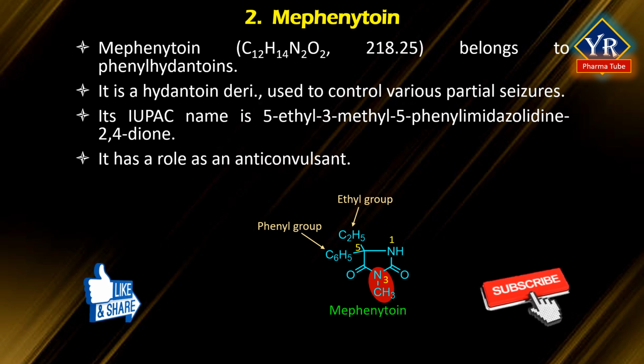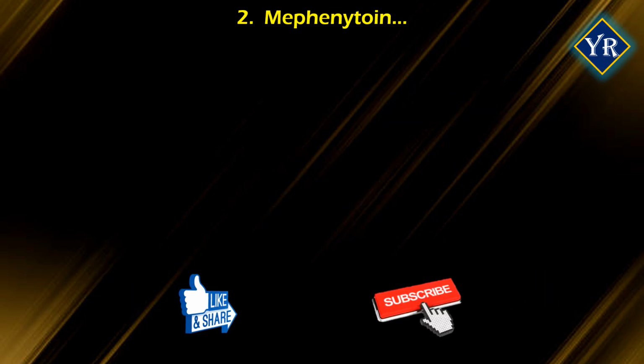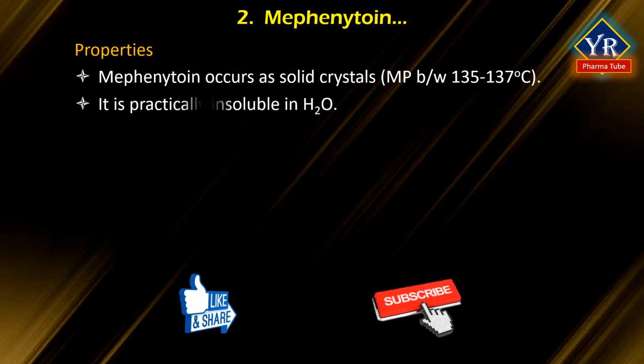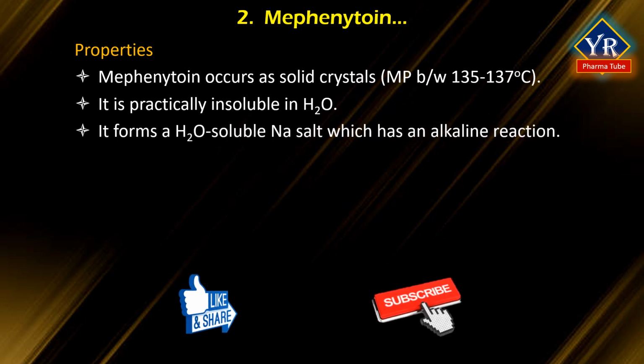Mephenytoin and oxazolidine dione derivatives are associated with a high incidence of blood dyscrasia compared to other anticonvulsants. Mephenytoin occurs as solid crystals and has a melting point between 135 and 137 degrees centigrade. It is practically insoluble in water. When heated to decomposition, it emits toxic fumes of nitrogen oxides. It forms a water-soluble sodium salt which has an alkaline reaction.